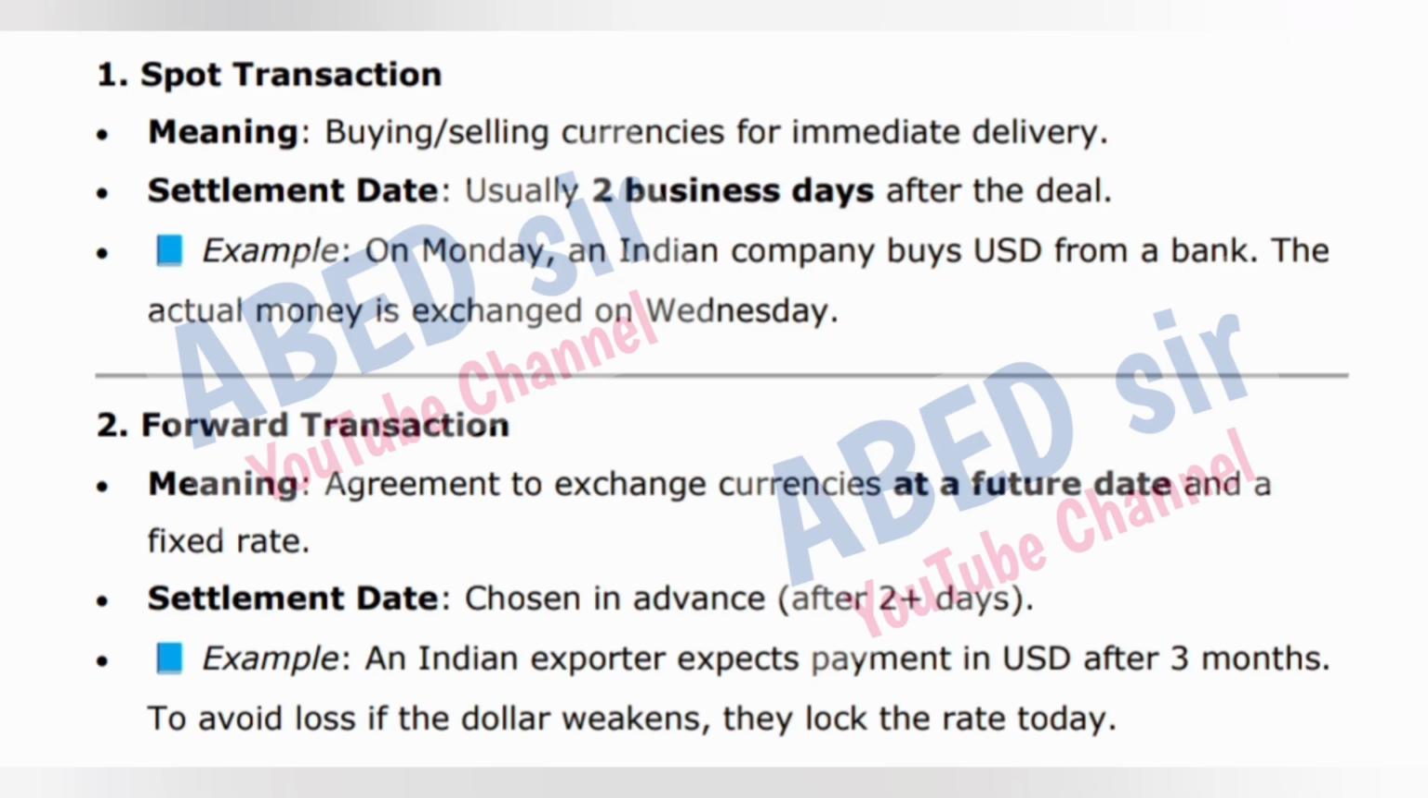2. Forward transaction, meaning agreement to exchange currencies at a future date and a fixed rate. Settlement date, chosen in advance, after 2+ days. Example, an Indian exporter expects payment in USD after 3 months. To avoid loss if the dollar weakens, they lock the rate today.